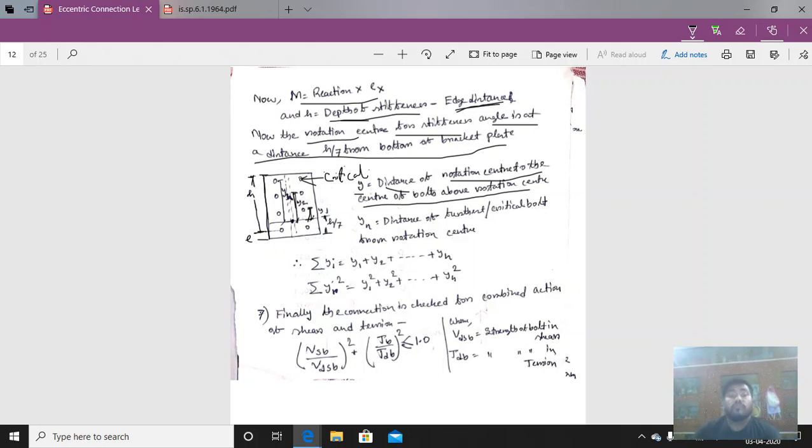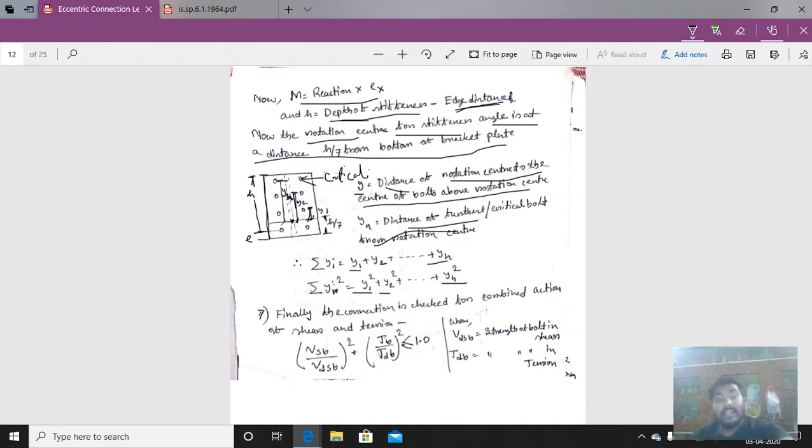Critical bolt. The distance of the farthest bolt from the rotation center is yn. So this is yn, the distance between the farthest bolt and the rotation center. The summation of yi, that is y1 plus y2 plus up to yn, and the summation of yi square, that is y1 square plus y2 square plus up to yn square.